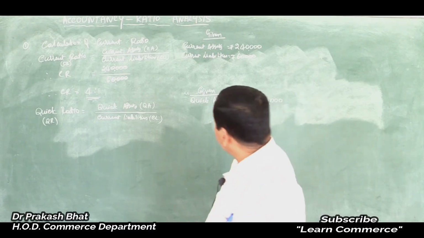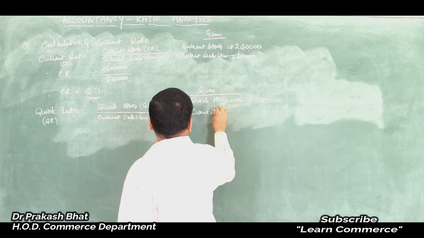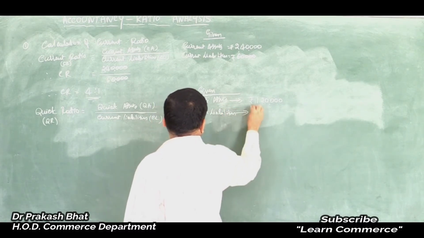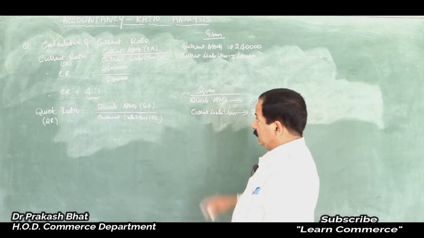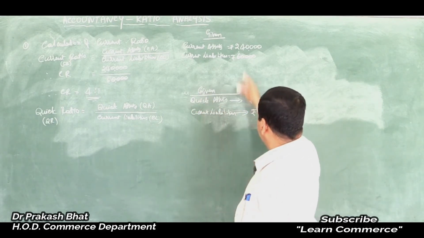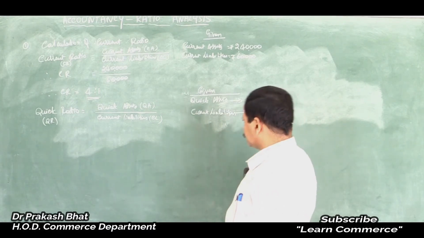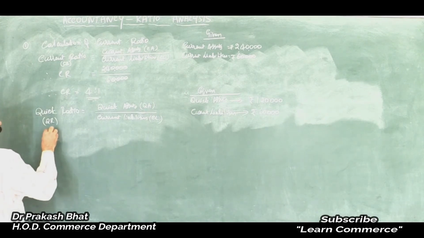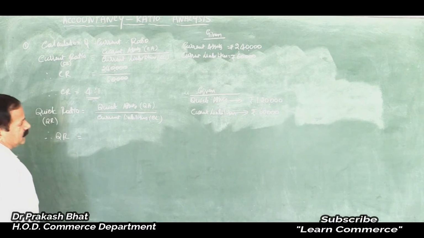Then current liabilities are already given in the problem, isn't it? Current liabilities, rupees, how much? Already we have shown here: 60,000. Am I correct? Therefore, quick ratio is equal to how much?